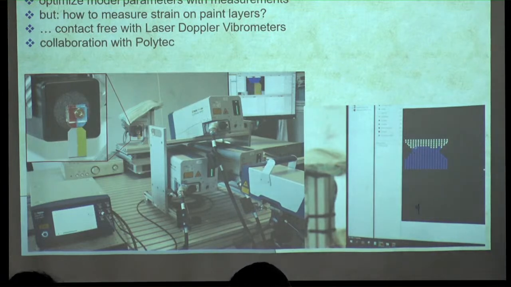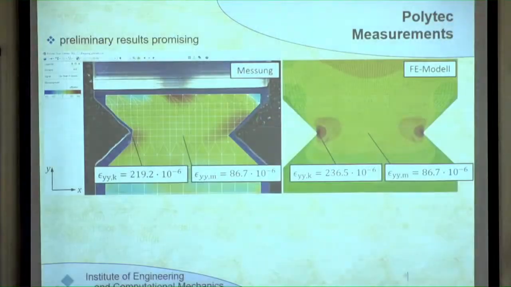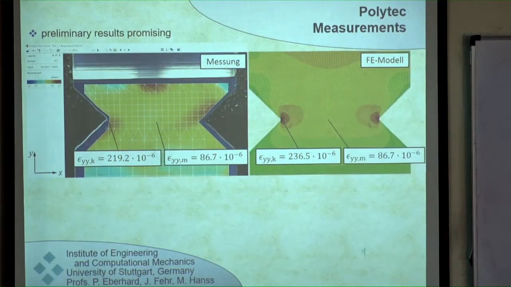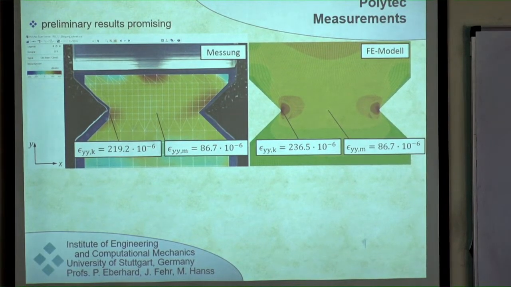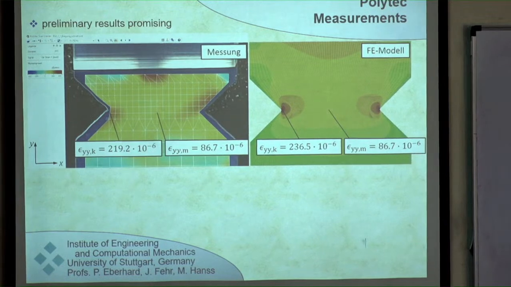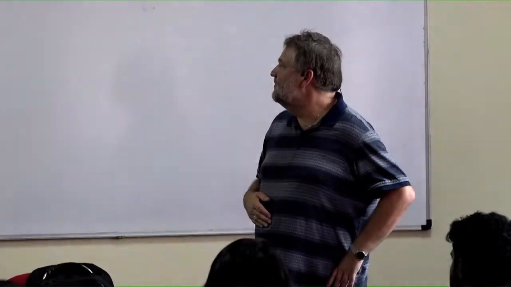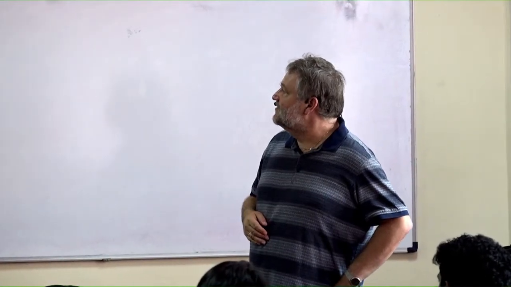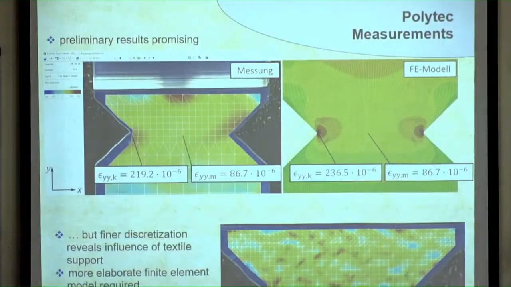Okay, here are some first measurements. I will show you some results in a moment. And this is what it looks like. First, you have the measurement on the left and the computation on the right. And the overall picture is already quite good, so the quality is fine. For example, for strains, we have 220 in the measurement, 236 in the finite element simulation. This agreement is reasonable. In the center, it's even better. But still, if you look more carefully, you can find out that your stress and strain fields look quite messy, like this one here.